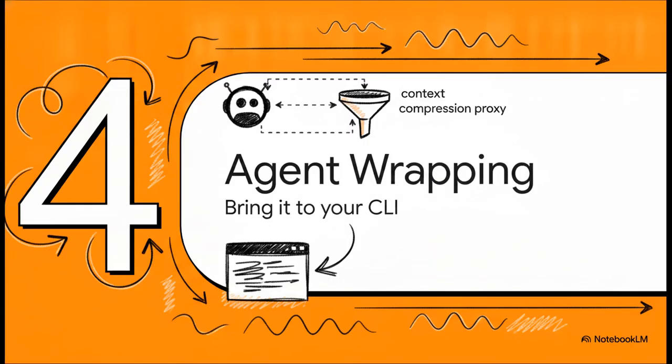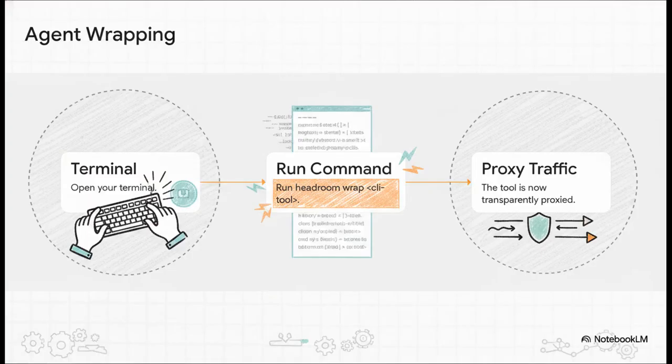Okay, Section 4, Agent Wrapping and Endpoints. Let's look at how we actually route traffic through this in our day-to-day workflow. Honestly, transparently proxying any CLI tool is ridiculously easy. It's literally a one-step command. You just open your terminal, type Headroom wrap, followed by whatever tool you're using, and bam, you're done. The proxy instantly sits in the middle.